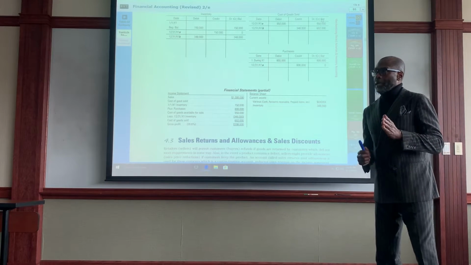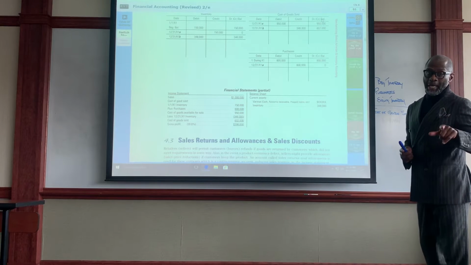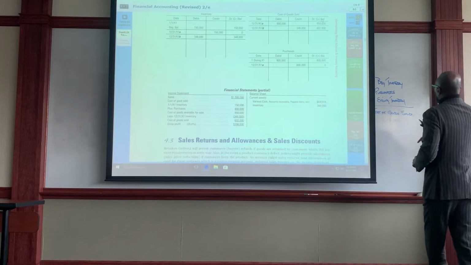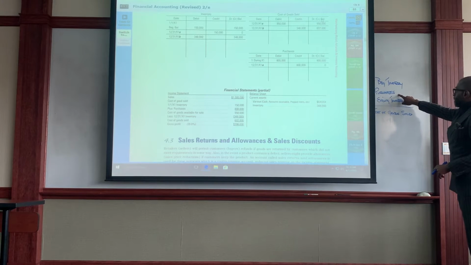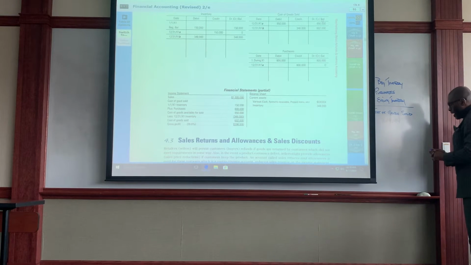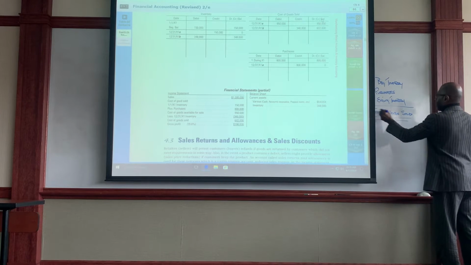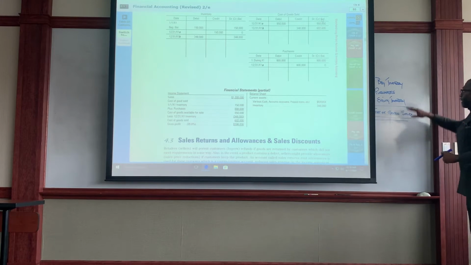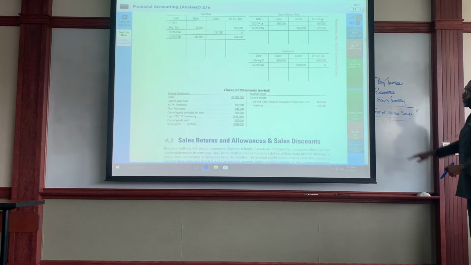This is how we calculate cost of goods sold under a periodic method. You start out with your beginning inventory, you add your purchases, you then subtract your ending inventory, and you get what's called cost of goods sold. So under the periodic method, there is a formula for calculating cost of goods sold. Beginning inventory plus purchases minus ending inventory equals cost of goods sold.